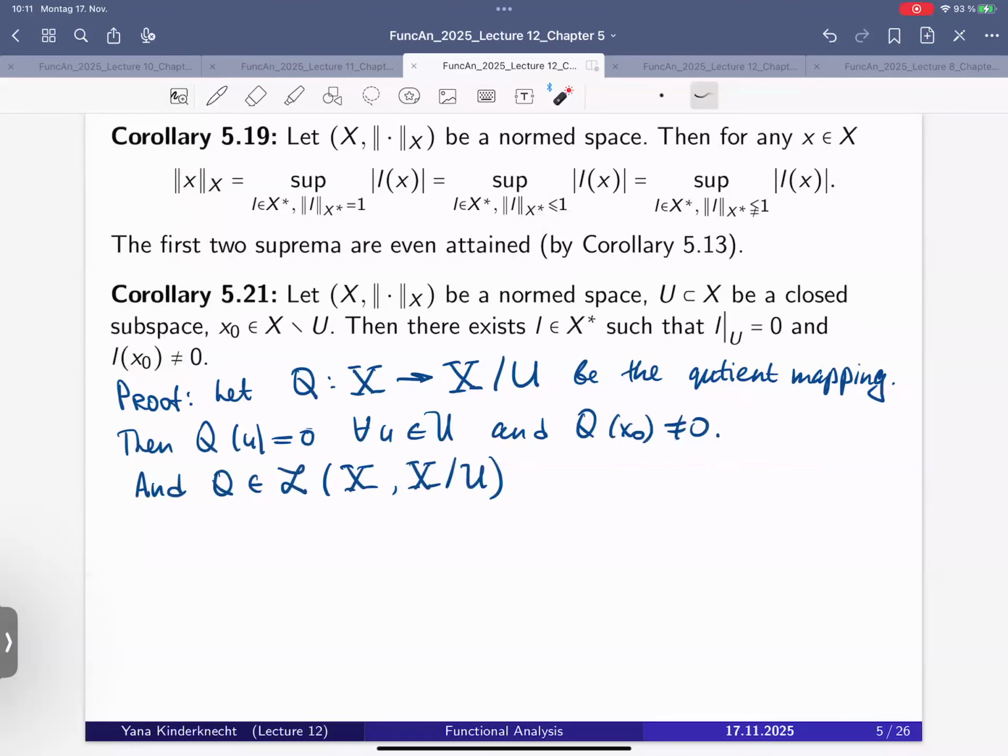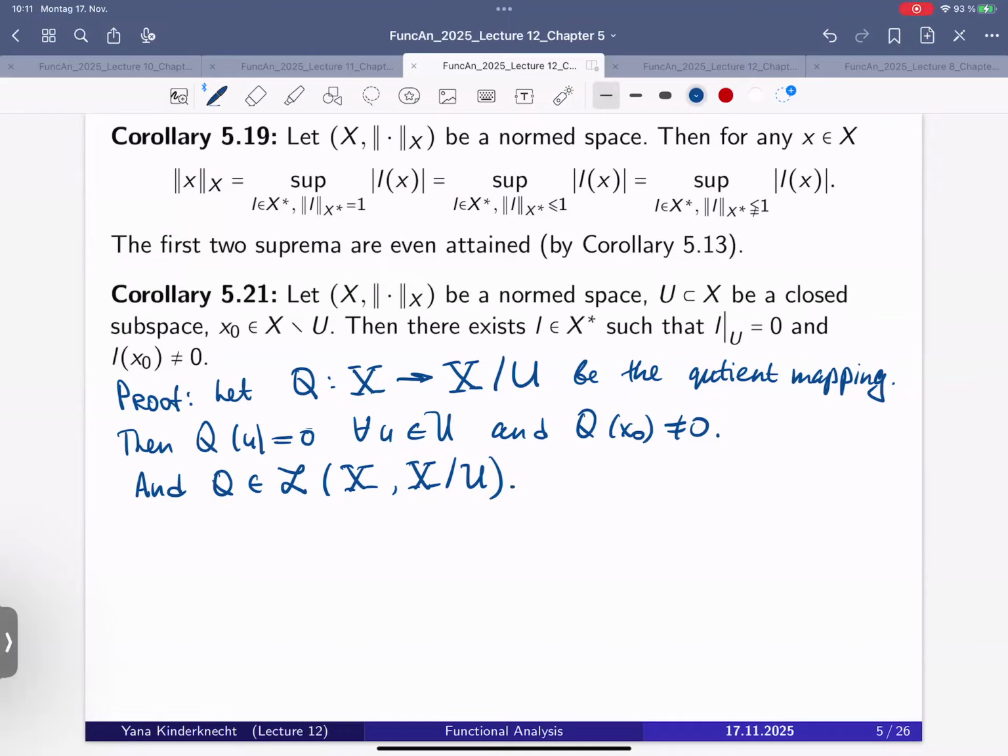Yes, so we have not discussed it, but of course, if we have a norm space X, then we can produce a norm here, and so this factor space or quotient space turns into a norm space as well. So we have a linear operator between two norm spaces, and one can check that this is a bounded linear operator and hence continuous.